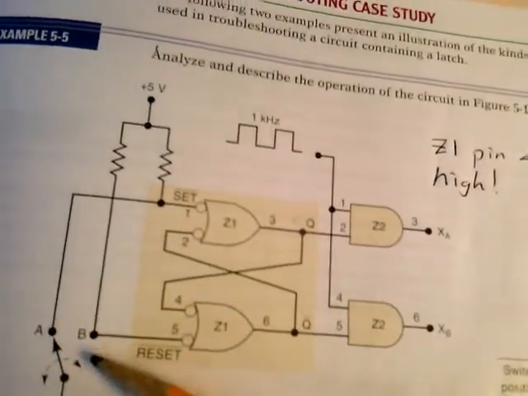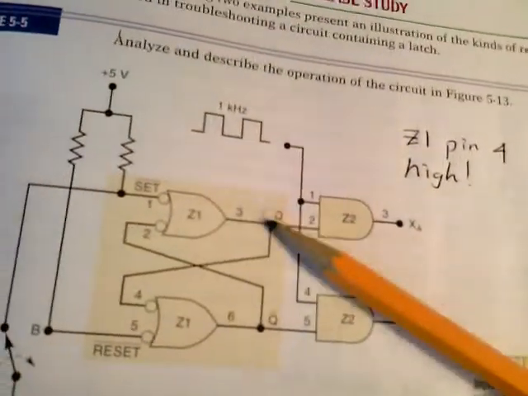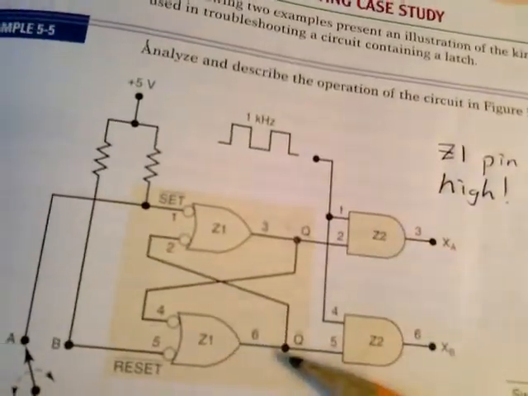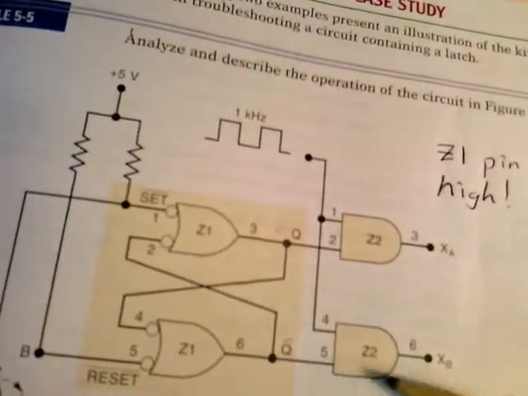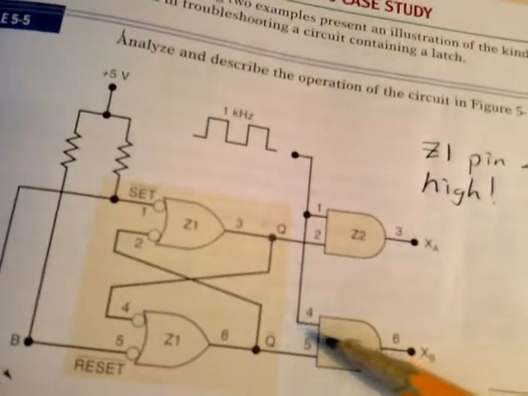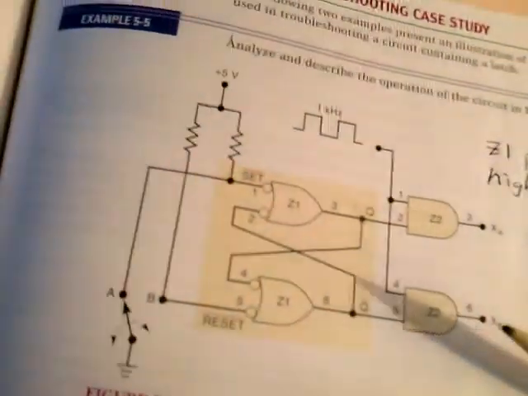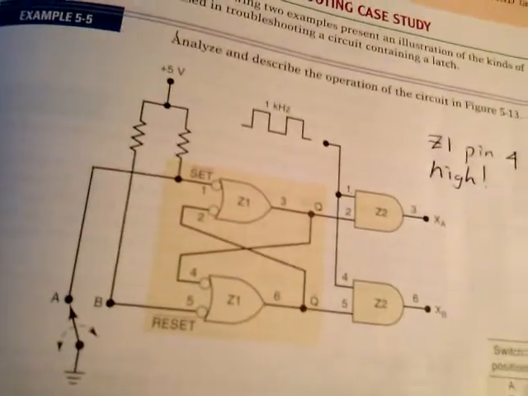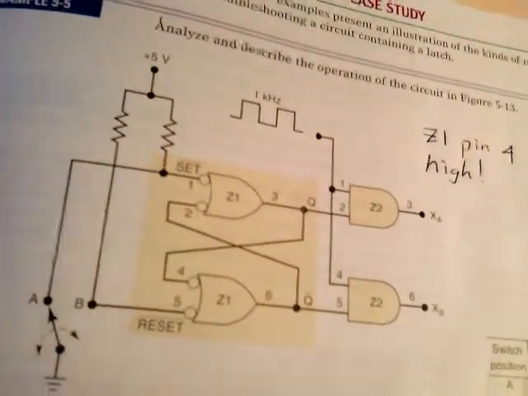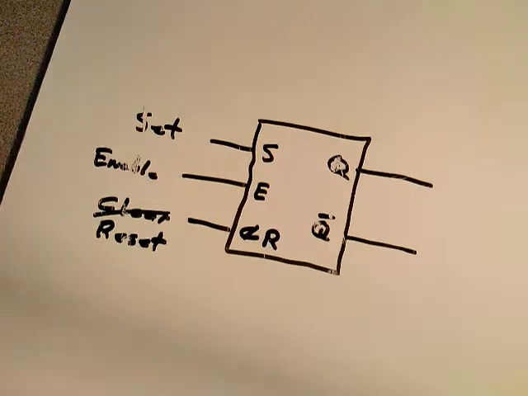Then in position B, what you're doing is you're clearing this flip-flop. You're putting a 0 up here, which turns off this one. You're putting a 1 down here, which enables this. So the 1 kilohertz signal goes through pin 4 of Z2 and comes to the output X sub B. Just make sure you look over that circuit and you understand how it operates. Just using the latch to do that. Example 5.6, which is the next example, I think you'll find that useful as well. Make sure you look that over.